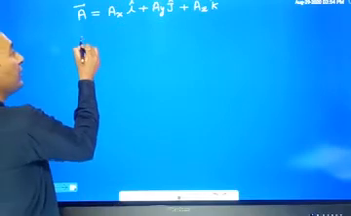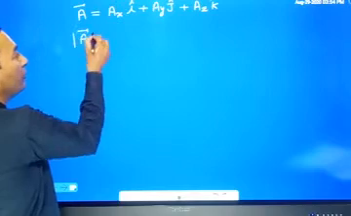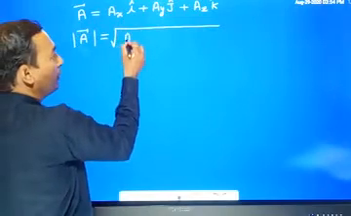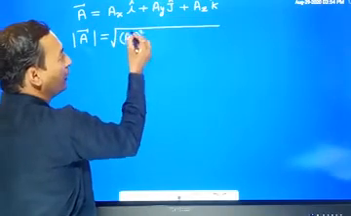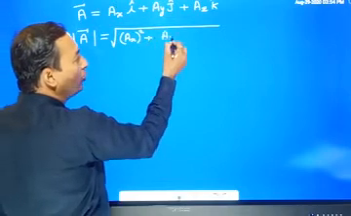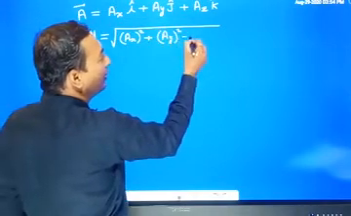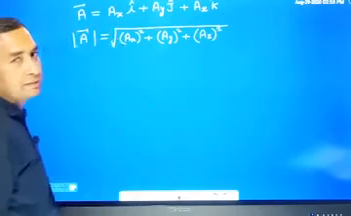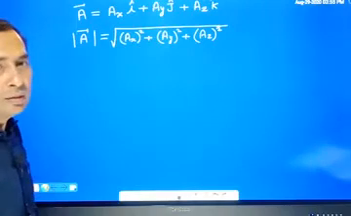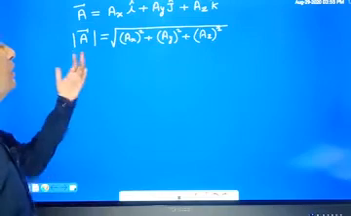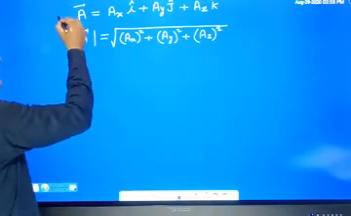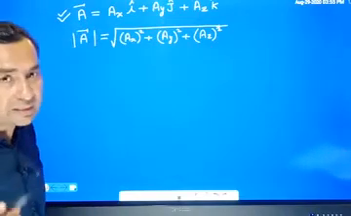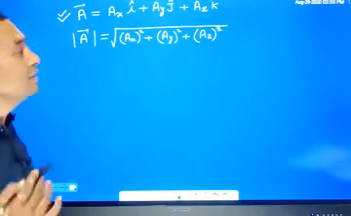What is the magnitude of this vector? We wrote a formula yesterday. What is the magnitude of any vector? Square the coefficient of i cap, plus square the coefficient of j cap, and whatever the coefficient of k cap is, square it also. Okay: Ax squared plus Ay squared plus Az squared, under the square root. This is the magnitude of this vector. So any vector is represented like that, in terms of the components of this vector in the x direction, y direction and z direction.